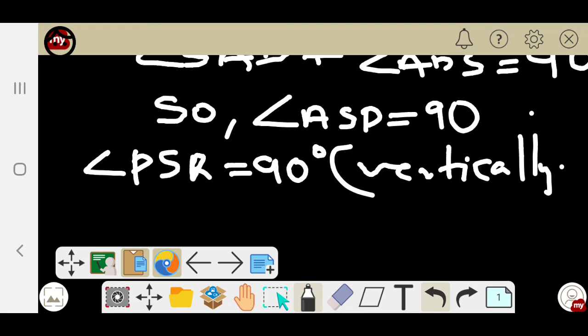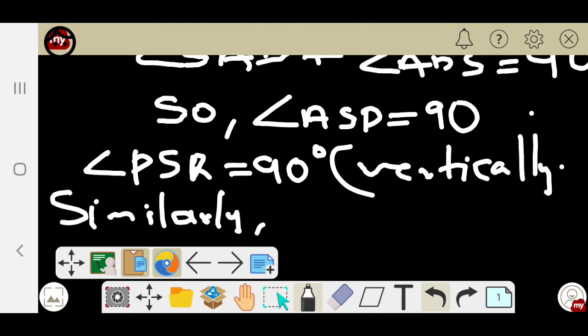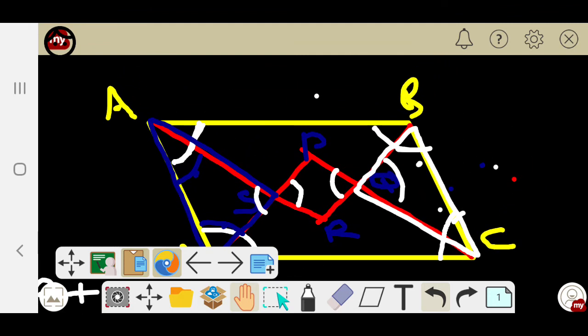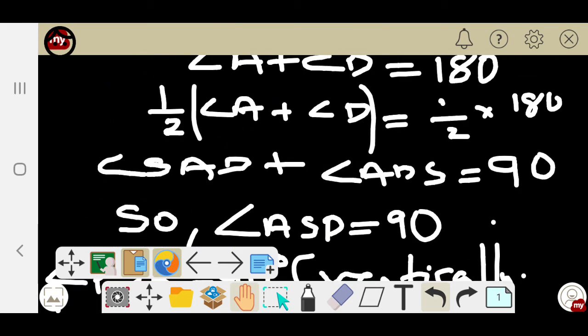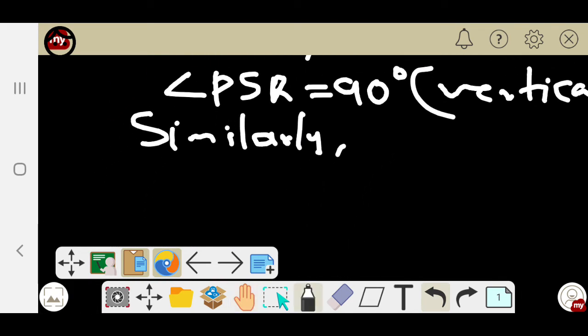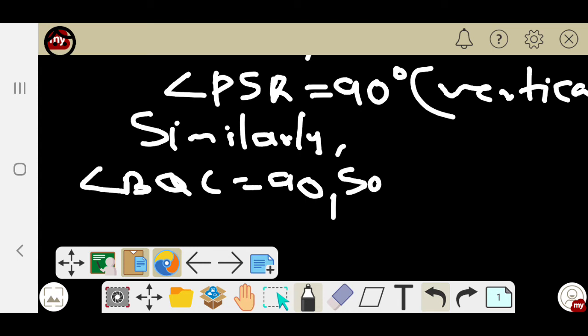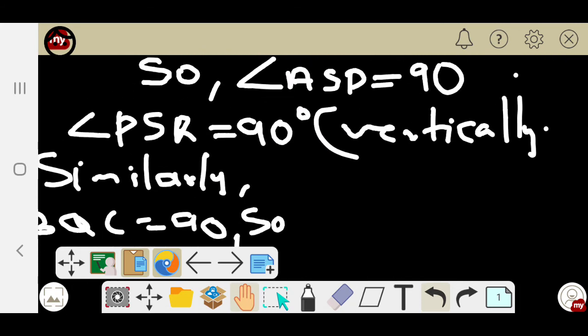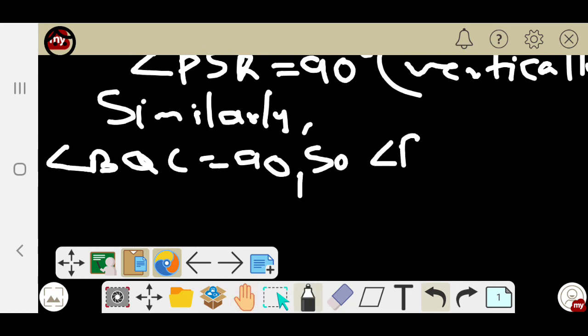Vertically opposite angles. Similarly, what we can write? Angle BQC is 90, so angle PQR is also 90. Angle BQC equals 90 degrees, so angle PQR equals 90 degrees. Now we got PSR 90, PQR 90.